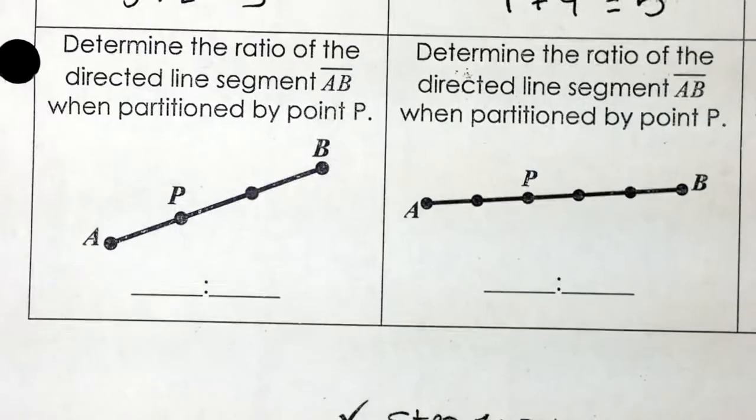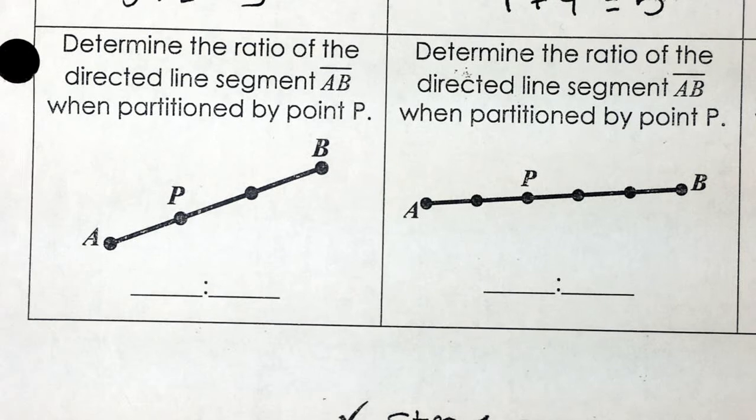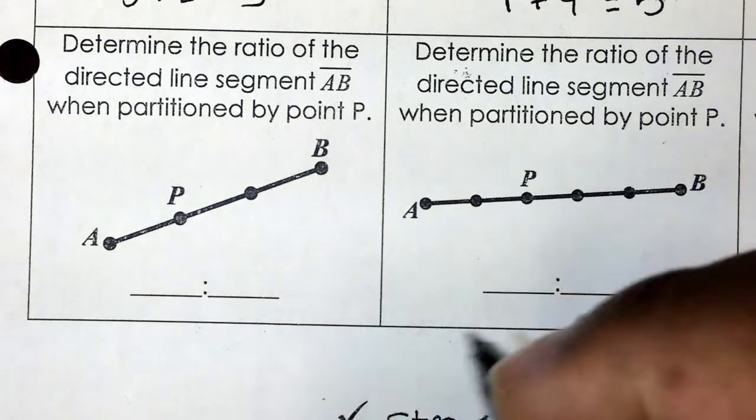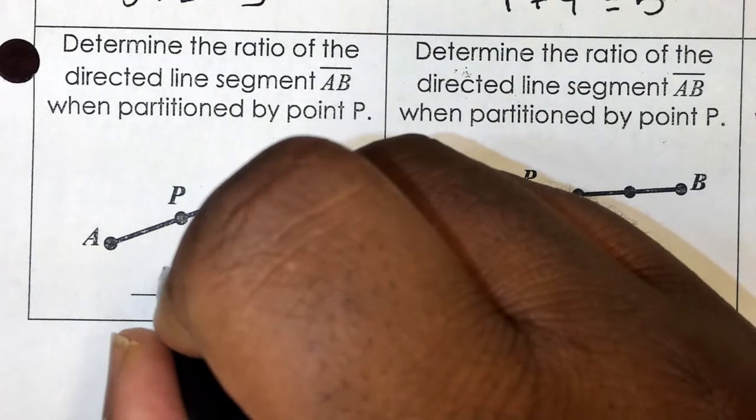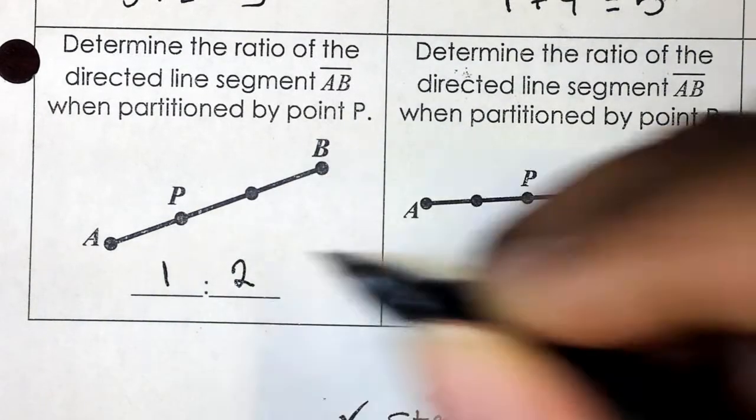Next thing. Determine the ratio of the directed line segment AB when partitioned by point P. So, now they give you the partition point. They just want to know the ratio. Savion, what's the first ratio? 1 to what? 2. 1 to 2. Good.